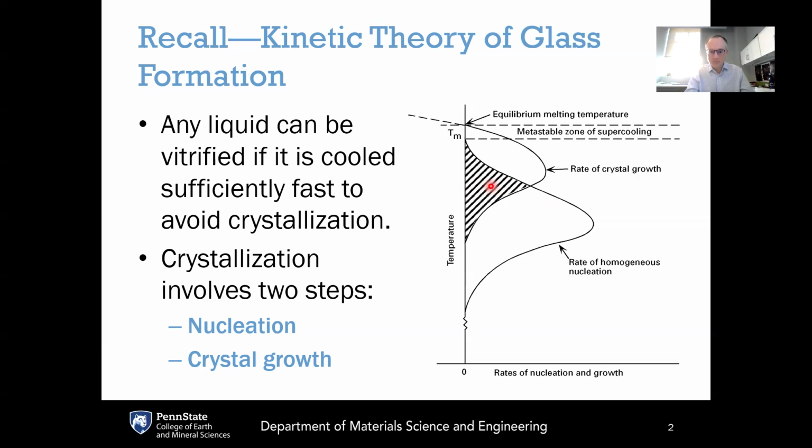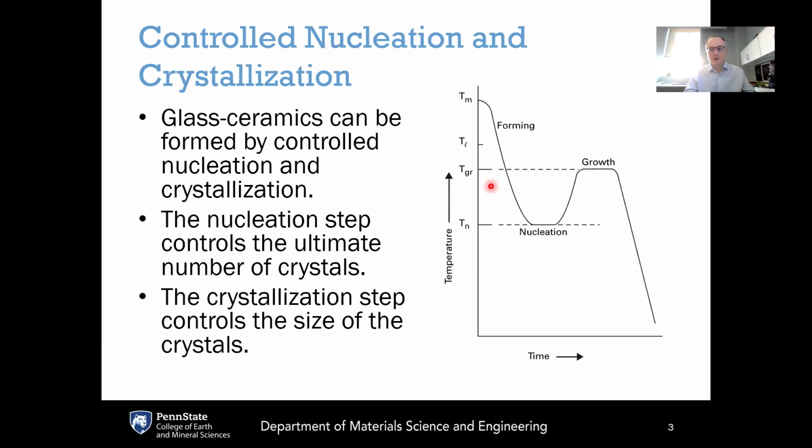So this curve is really critical, both to understand how we can get a glass by suppressing nucleation and/or crystal growth, but it's also critical for understanding how we get glass ceramics, because with a glass ceramic, we want to control both the volume density of crystals as well as the size of those crystals. And therefore this involves taking a glass and putting it through heat treatments at both the nucleation temperature here, Tn, as well as the crystal growth temperature, Tgr.